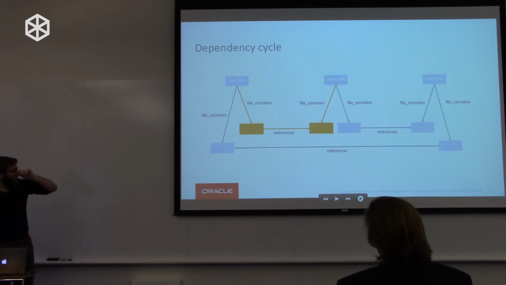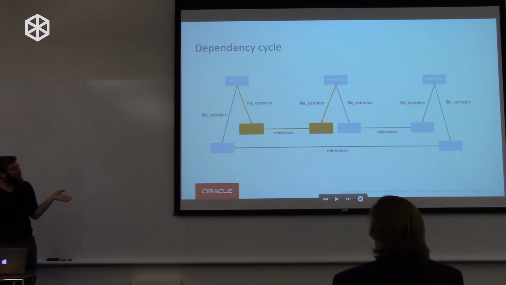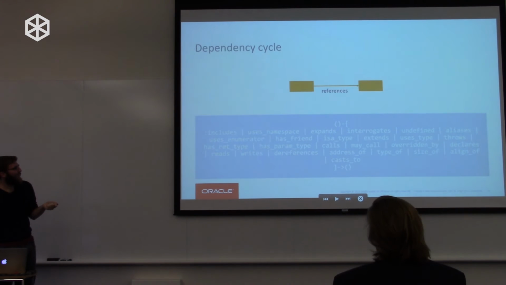But there's also some other things that you could express. So this references edge down the bottom here, we don't actually have that in our graph, right? All of our edge types are quite specific, because we want users to be able to select just the subsets of edges that they're interested in if they want to. So we have quite a few of these.